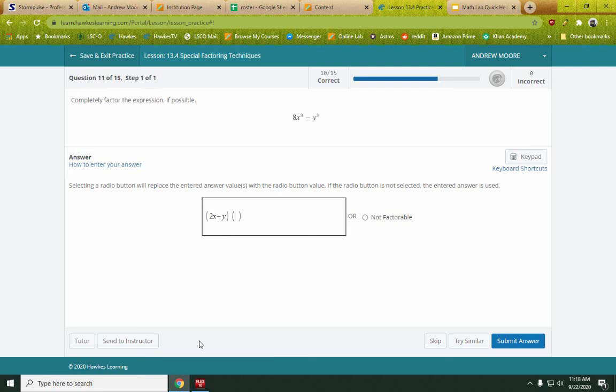We're going to square our first term, so 2x times 2x is 4x squared. We're going to change the sign, so same, opposite now, so plus. Multiply these together, so 2x times y is 2xy. And then we do y times y, which is y squared.